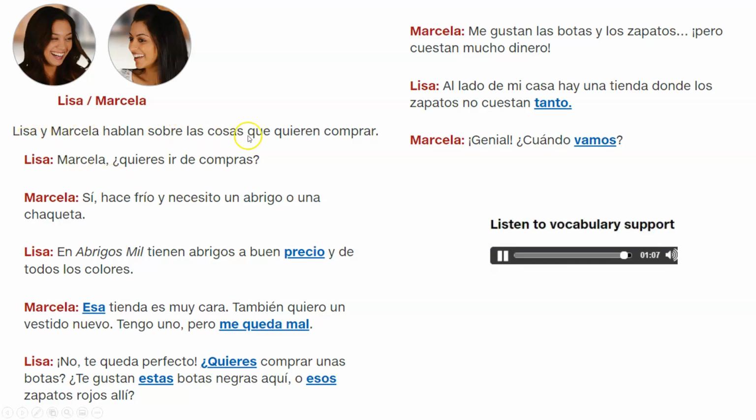So Lisa and Marcela talk about the things they want to buy. So Marcela says, do you want to go shopping? Yes, it's cold and I need a coat or a jacket. In Abrigos 1000, they have coats for a good price and of every color. That store is very expensive. I also want a new dress. I have one, but it fits me poorly. No, it fits you perfectly. You want to buy some boots? Do you like these black boots here or those red shoes over there? I like the boots and the shoes, but they cost a lot of money. Next to my house, there's a store where the shoes don't cost a lot. Great. When can we go?